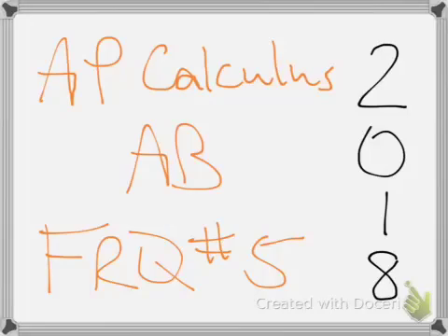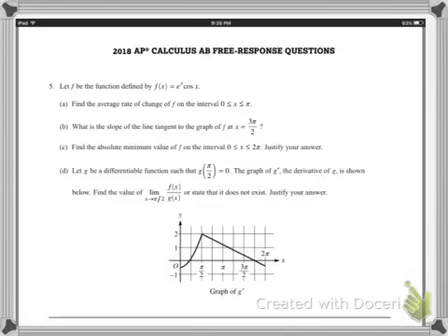Greetings, everyone. Okay, so here's the AP Calculus AB free response question number 5 from 2018. Let's take a look. Please pause the video and go try the problem before actually watching me solve it. But it says, let f be the function defined by f(x) equals e to the x times cosine of x.